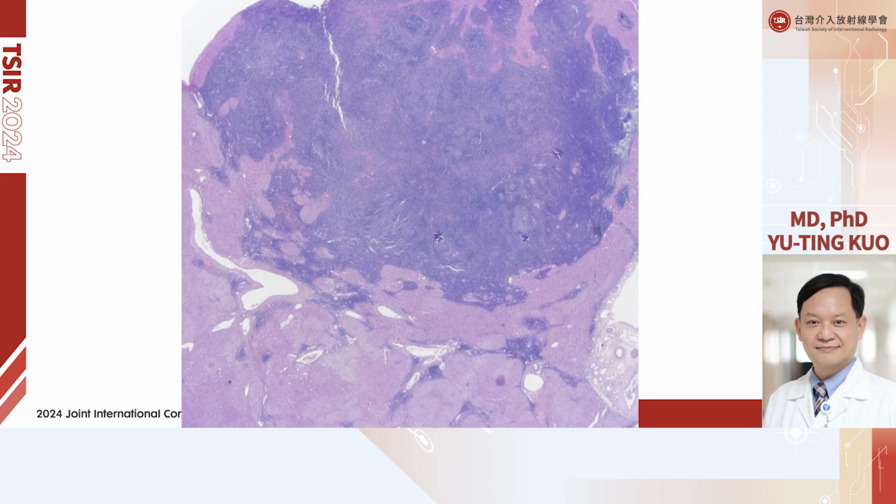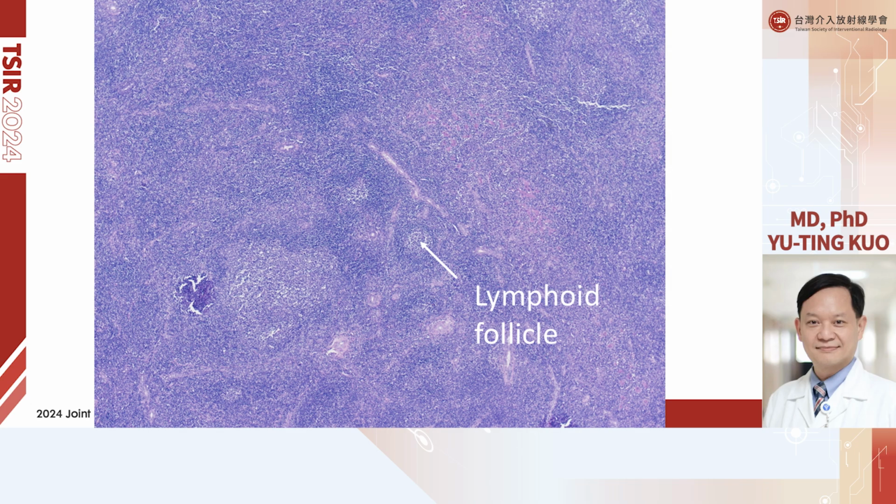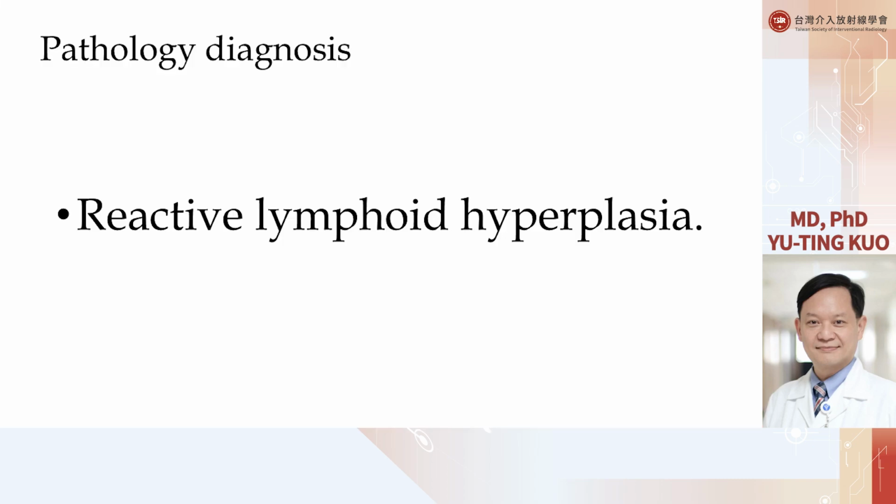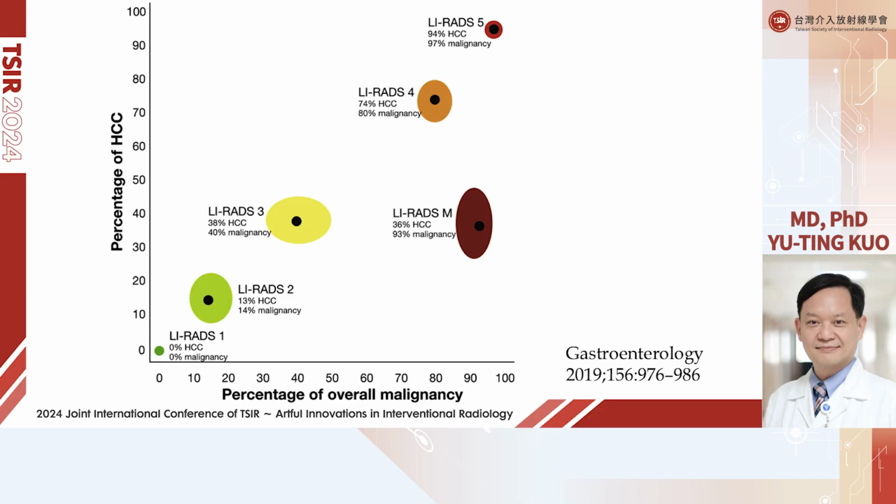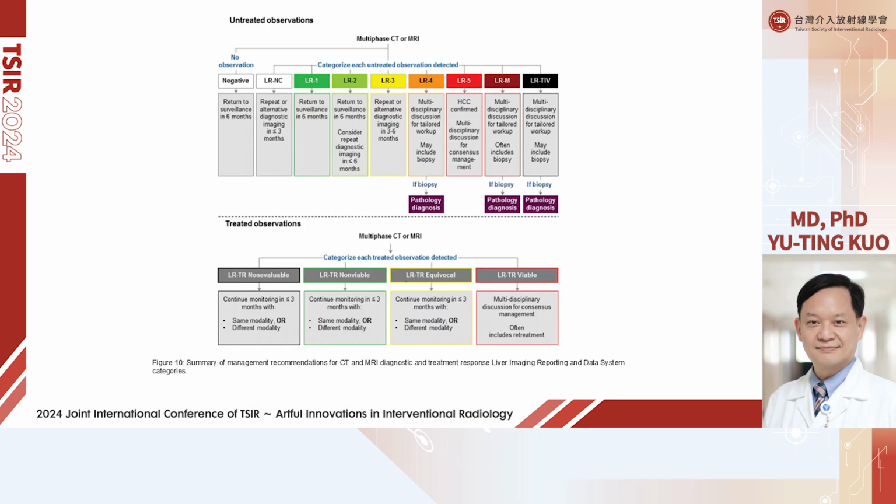After lateral segmentectomy, this is the pathology. A lot of lymphoid cells are here, and no tumor, and also some advanced fibrosis. The pathology diagnosis, again, is benign, which is reactive lymphoid hyperplasia. So again, LIRAD-5 is not equal to 100% HCC. The LIRAD system also provides suggestions for specific categories.